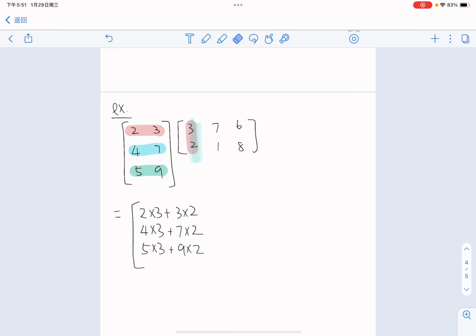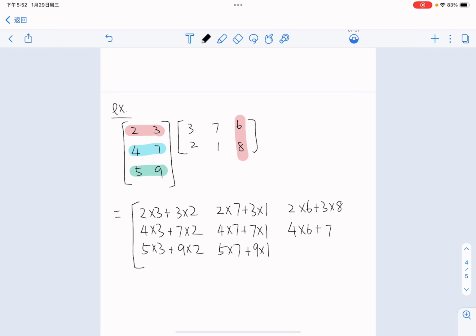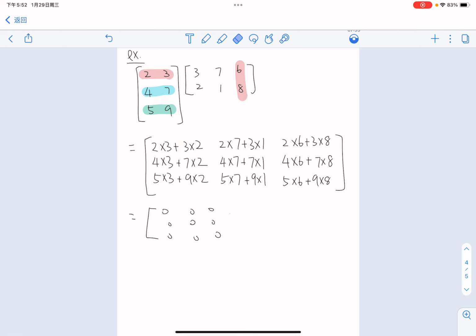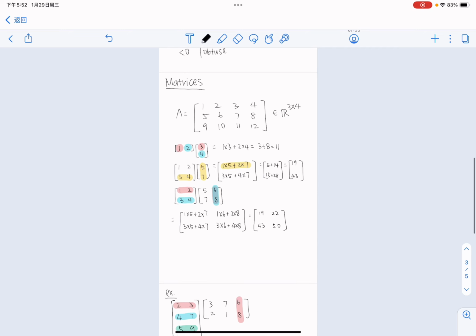Repeat that with the second column vector. 2 times 7 plus 3 times 1. 4 times 7 plus 7 times 1. 5 times 7 plus 9 times 1. And repeat the exact same process with the last column vector. 2 times 6 plus 3 times 8, 4 times 6 plus 7 times 8, 5 times 6 plus 9 times 8. Get all those numbers and you have a 3x3 answer matrix. This is how you do multiplication. Congratulations, you learned it. It's very easy if you look at a matrix as a bunch of vectors and break it down this way.